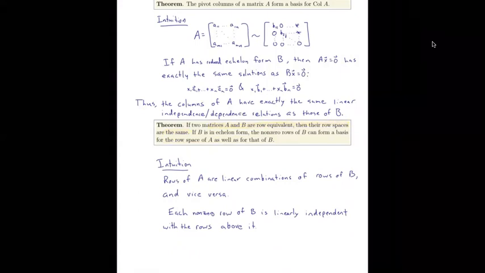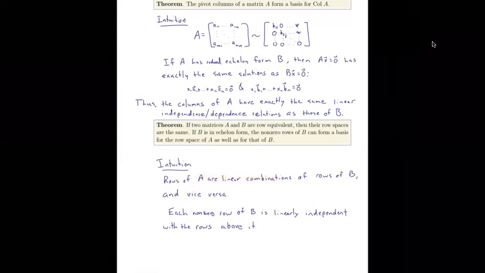Well, think about it this way. If B is the row echelon form of A, then the rows of A are linear combinations of the rows of B. We used linear combinations of the rows of A in order to get to B, and we could do that in reverse. So that's also true in reverse. The rows of B are linear combinations of the rows of A. So they're row equivalent. All these linear combinations of rows is nothing more than the row space of each. So yes, they have the same row space.